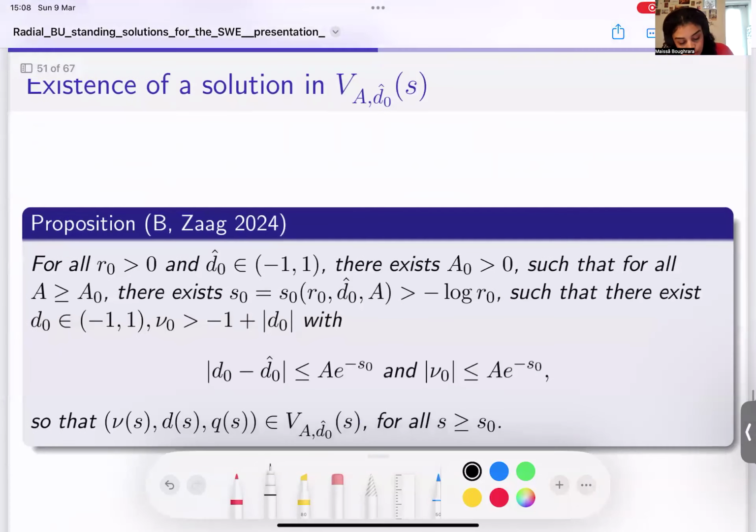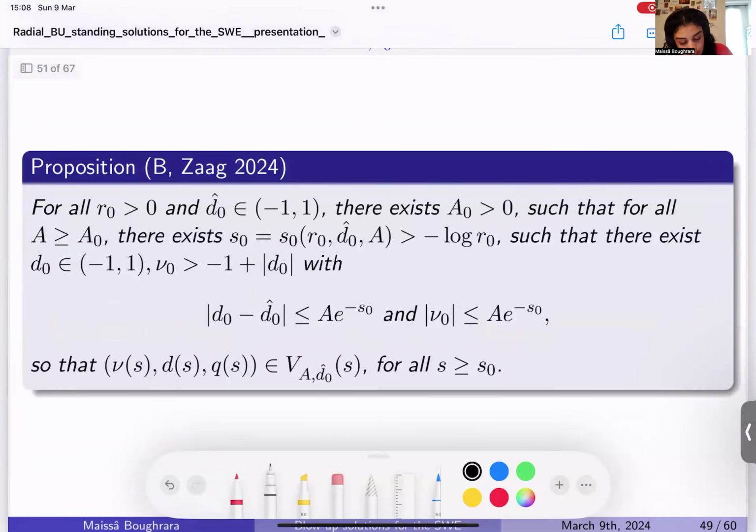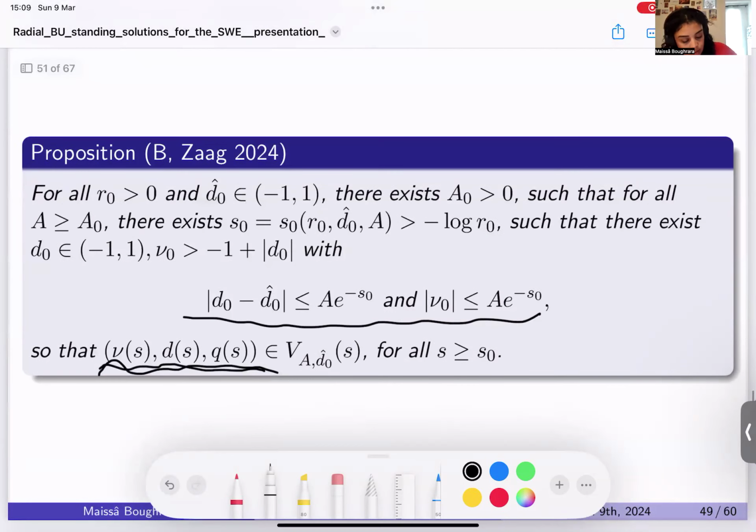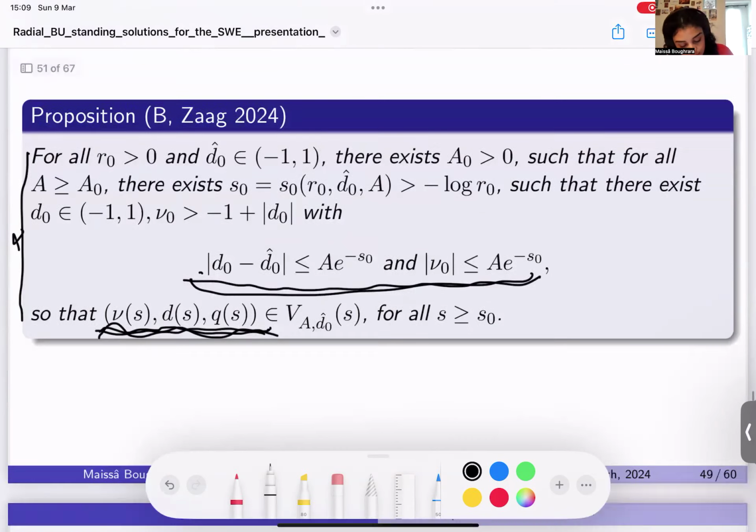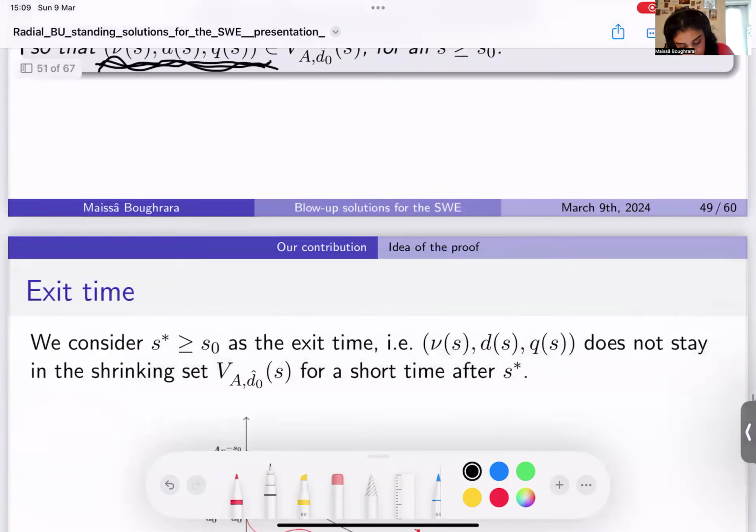So we have this proposition that says, actually, if we take our initial values in the shrinking set, okay, then these triplets will stay inside the shrinking set. So the proof, I want to try to give the proof of this proposition by taking well-chosen initial data such that the parameters will stay in the shrinking set. Okay.